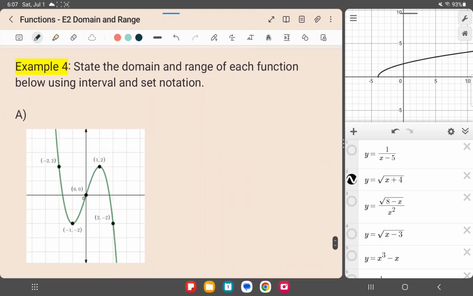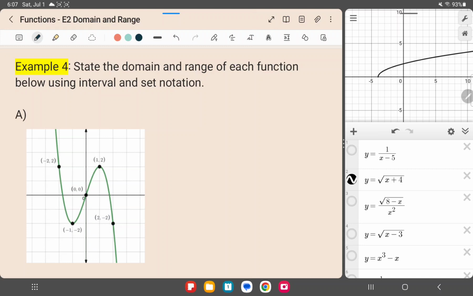Now it's your turn. Pause the video and try this next one on your own. Example 4. State the domain and range of each function below using interval and set notation. Let's see how you did.